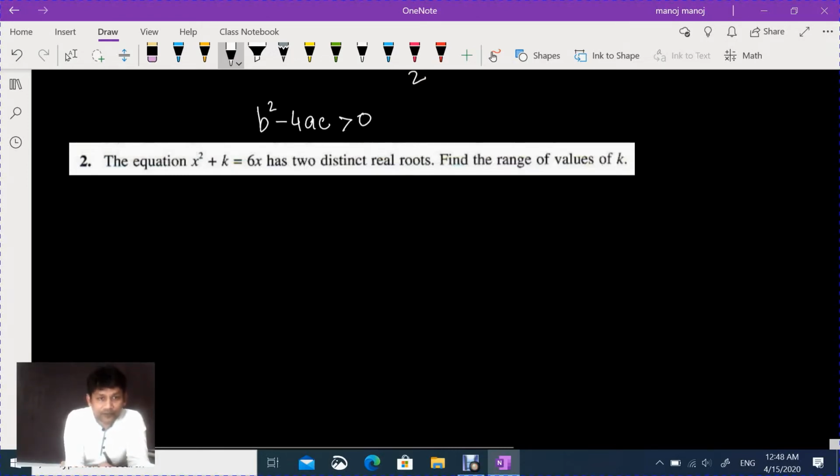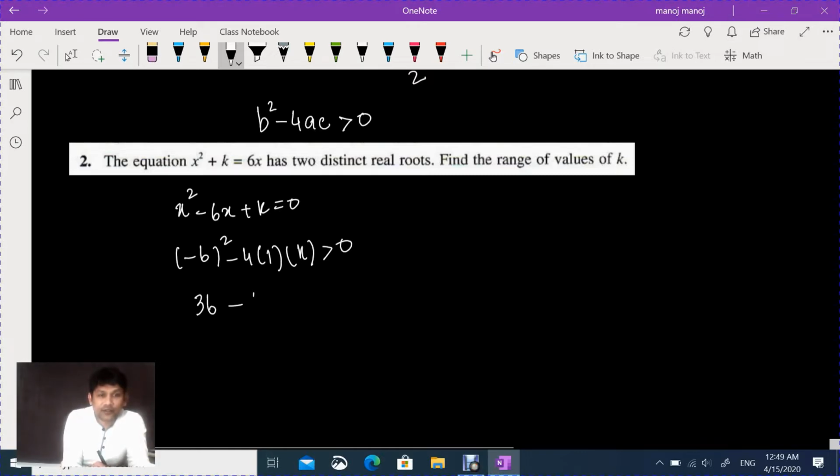What we can do here, x square minus 6x, general form I am writing, and plus k equals to 0. A, we write b square minus 4ac, b is minus 6 whole square, minus 4, a is 1, c is k, and then greater than 0, because I am putting the value here in 4ac. Okay, 6 square is 36 minus 4k greater than 0.